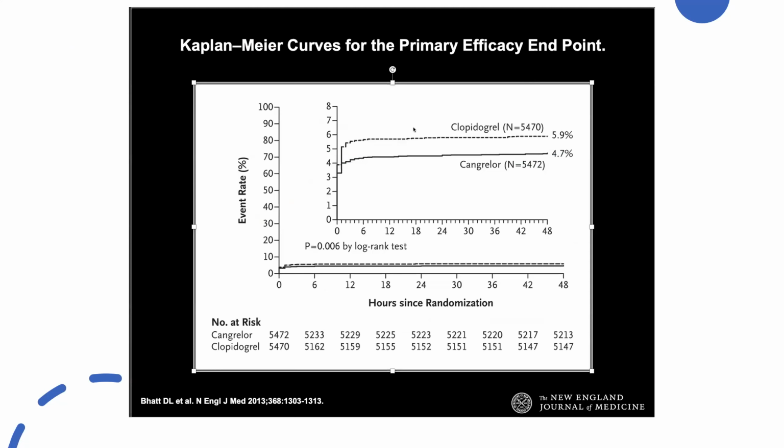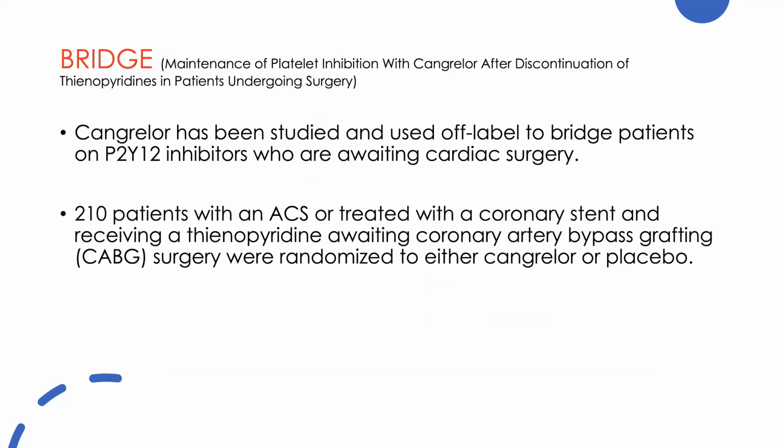People who got that will have fewer events. Basically, the event rate is lower in patients on cangrelor. So you'll have all these different trials: 2 of them negative or equivocal, and the third one was positive. There's a benefit. That's why it's a class 2B.